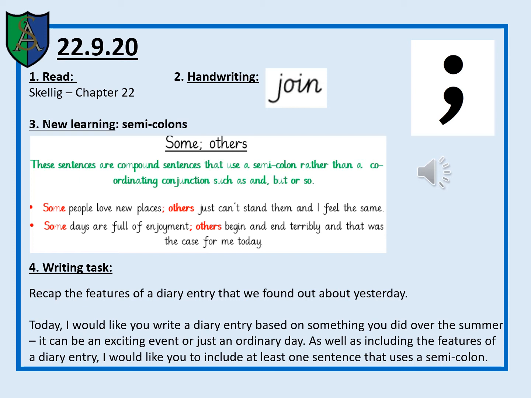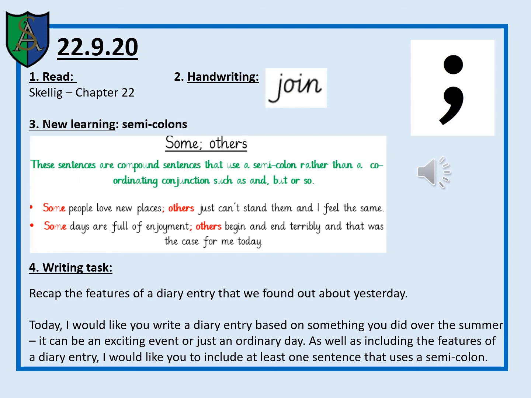Some of you may have used it last year in Year 5, like I say, but for those of you who didn't, here's a reminder. So these sentences you're about to see are compound sentences that use a semicolon rather than a coordinating conjunction to join them together, such as and, but, or so. So the semicolon replaces where you would say and, it replaces where you would say but, it replaces where you would normally say so, and we can only do that if they are both compound sentences.